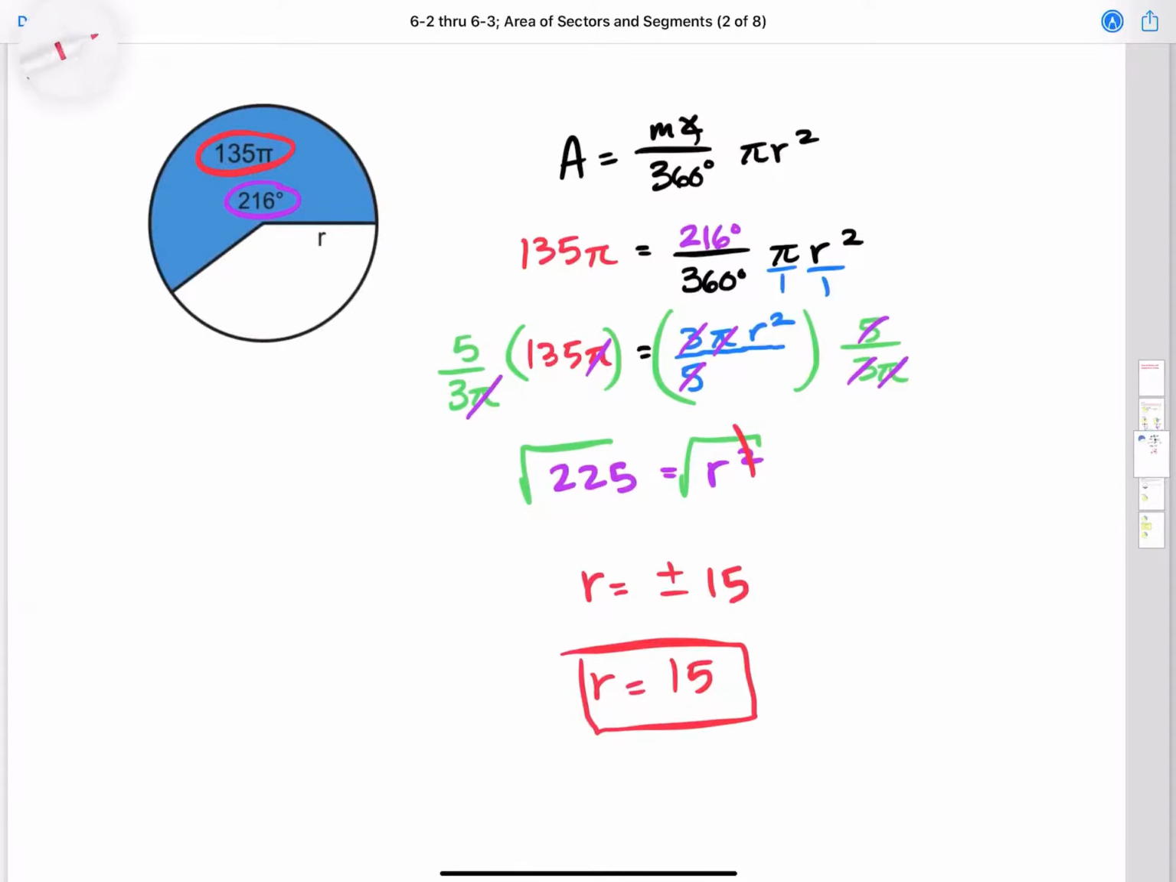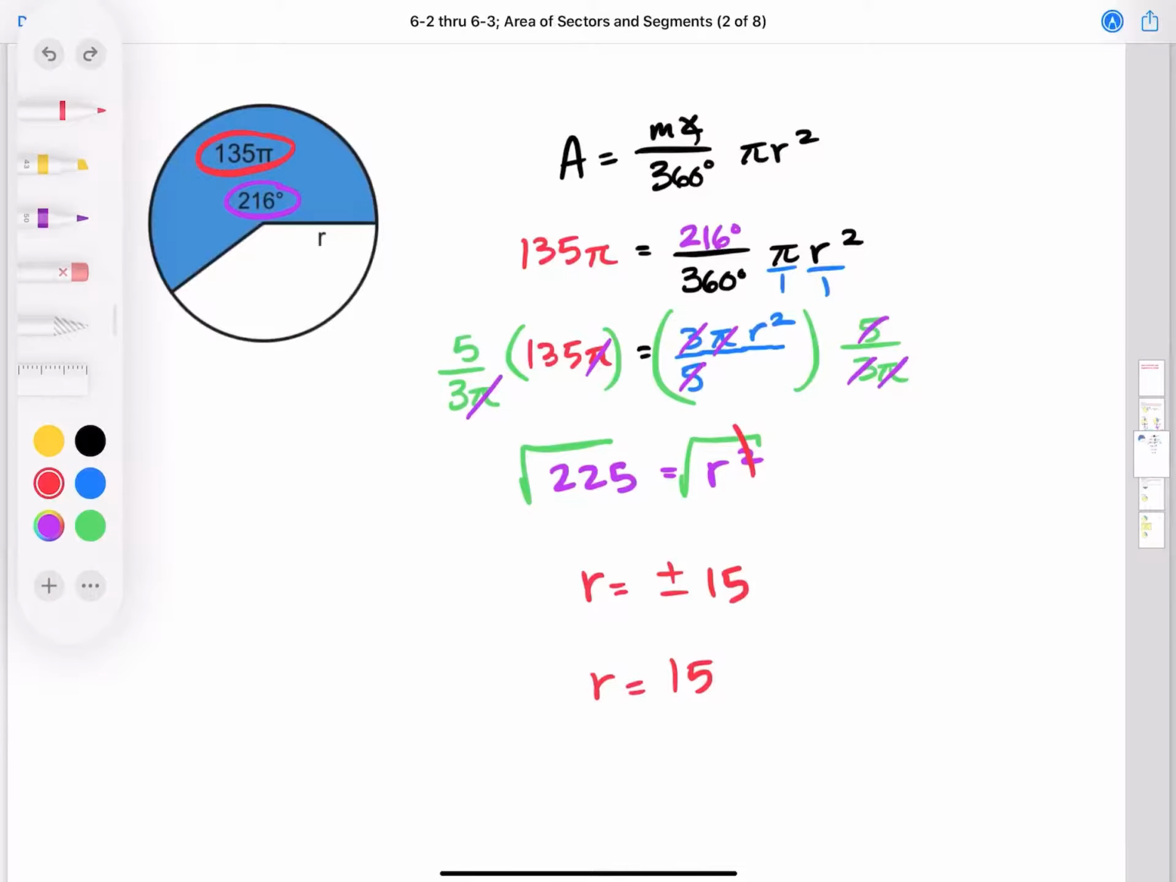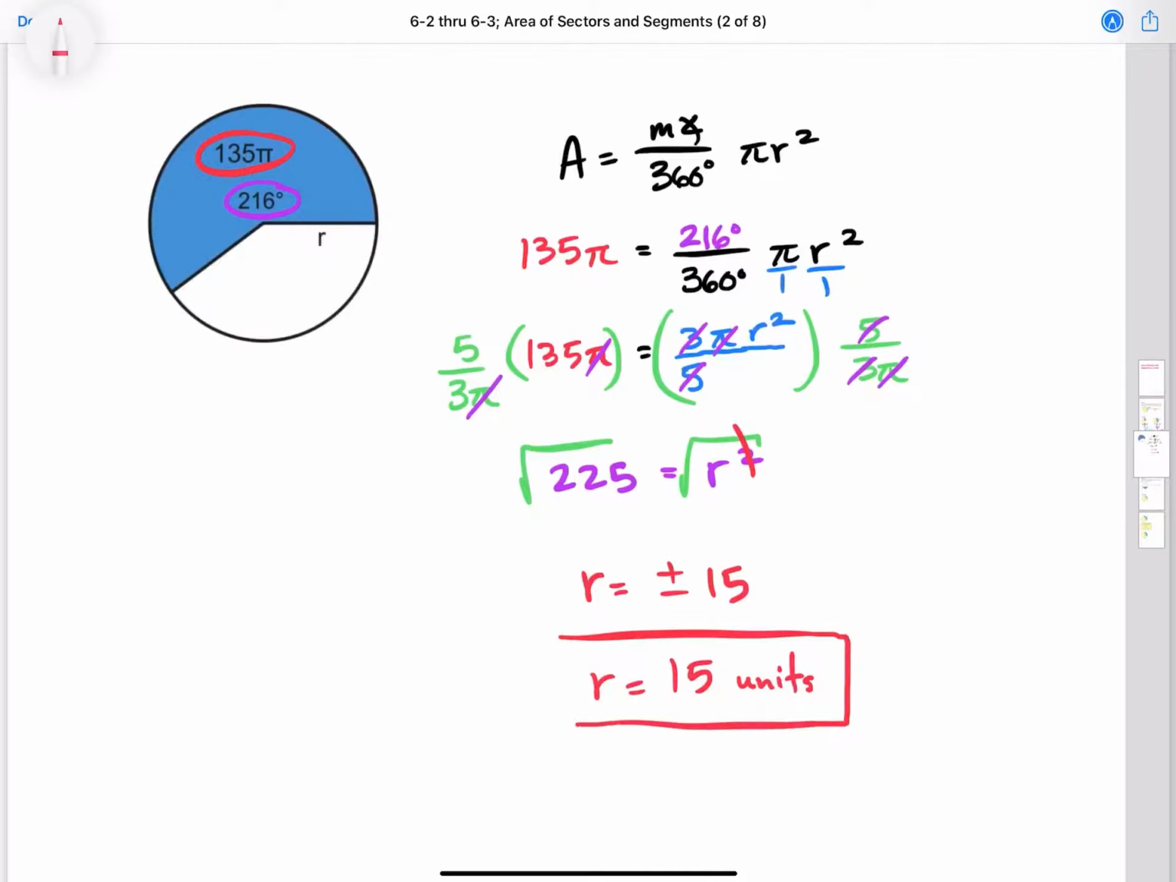Now, let me actually go back because we don't want to forget our label. In this particular case, it would have been units because we don't have that unit of measurement. So notice it's 15 units and not 15 units squared, because we're not talking about the area, but we're talking about the length of the radius. Okay, so that's how we go ahead and use the formula for our sector.